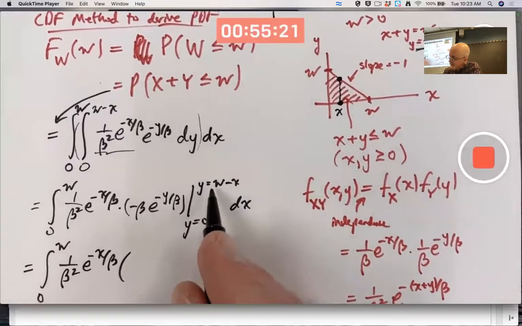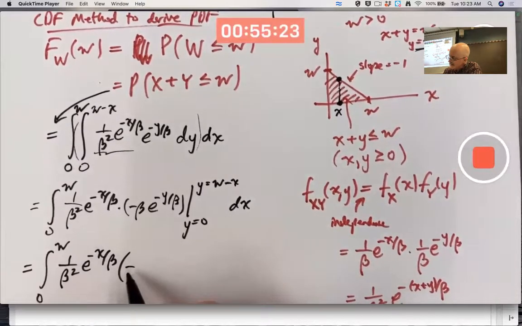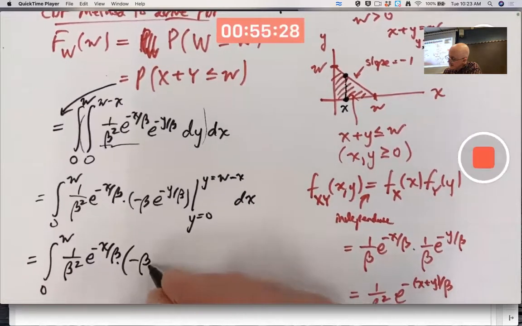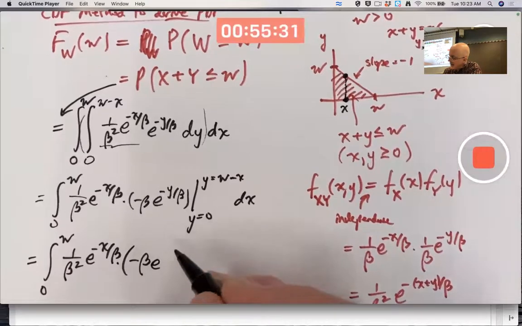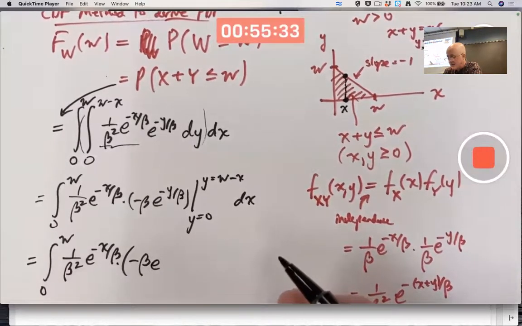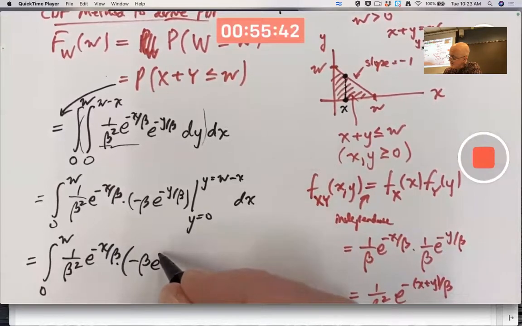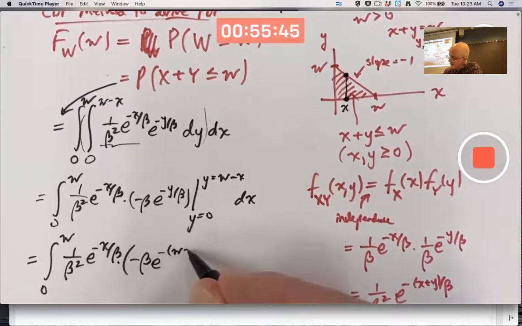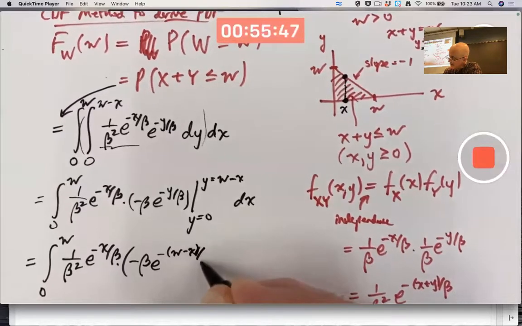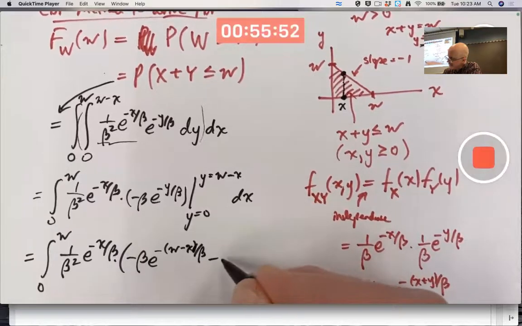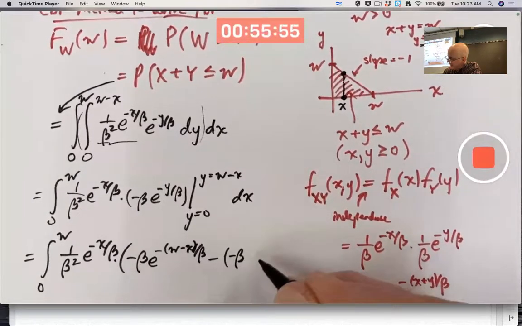First, replace y with w minus x, which I can bring the minus sign through and write as x minus w. Is that worthwhile to do? I'm not sure. Let's just do this initially. And then I have to subtract what I get when I replace y with 0.